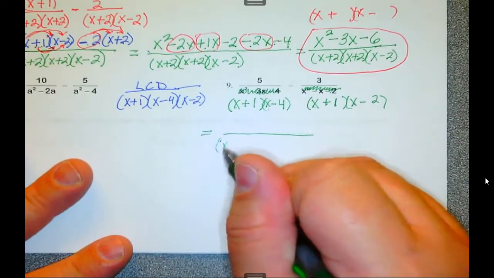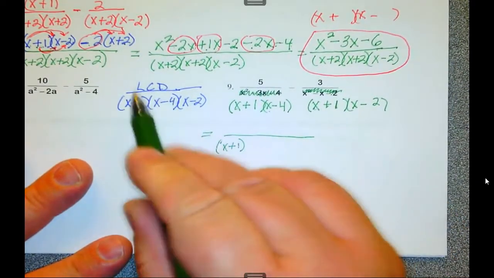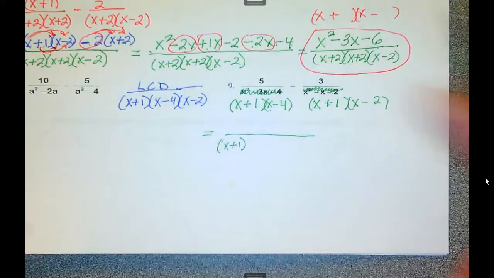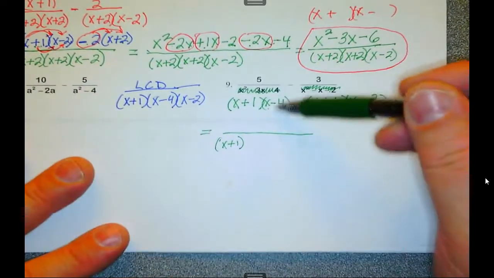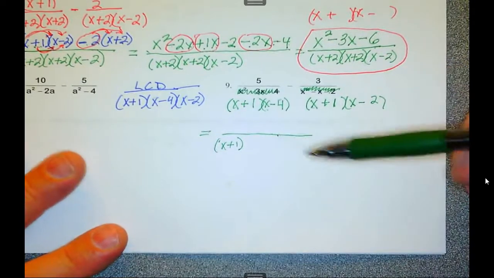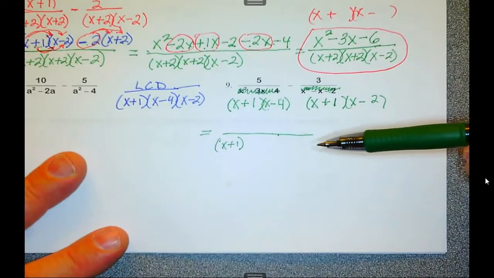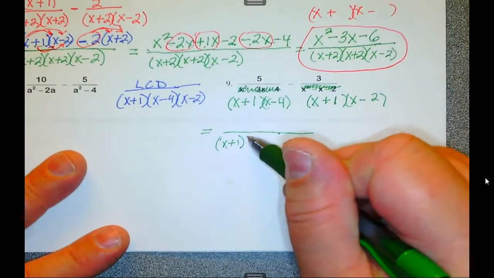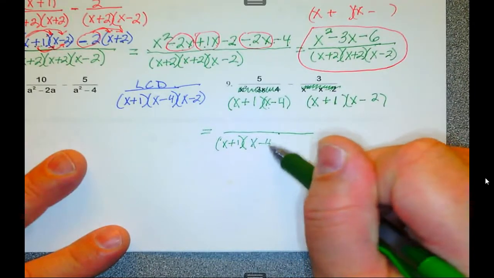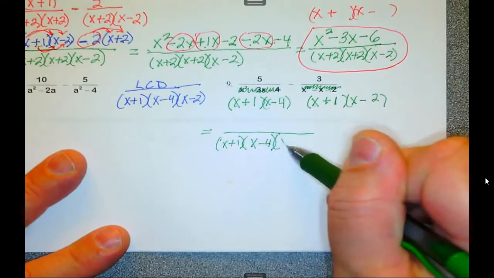See, I've got an x plus 1. Now, you don't have to do this off to the side. I just do it for teaching purposes. You could go directly to here. Guys, quiet. An x minus 4 and an x minus 2.